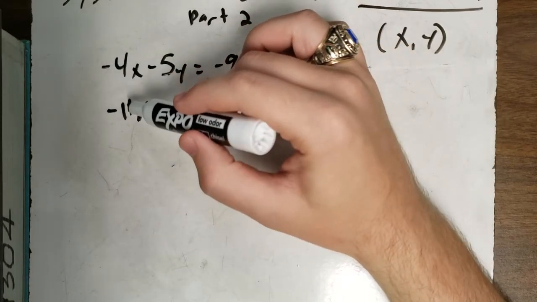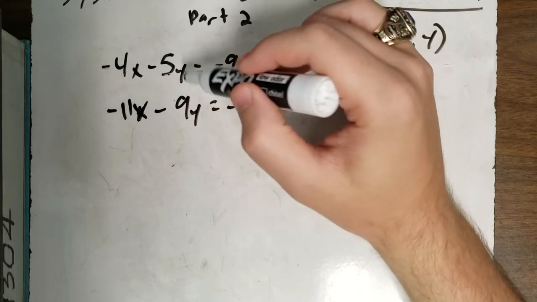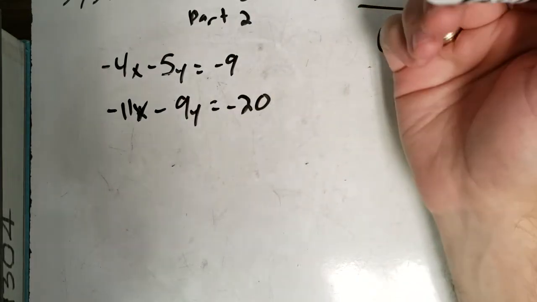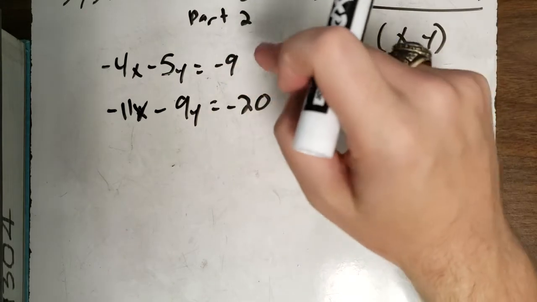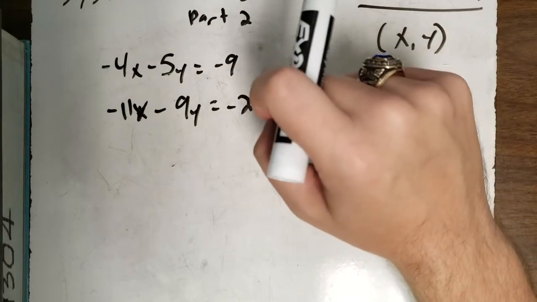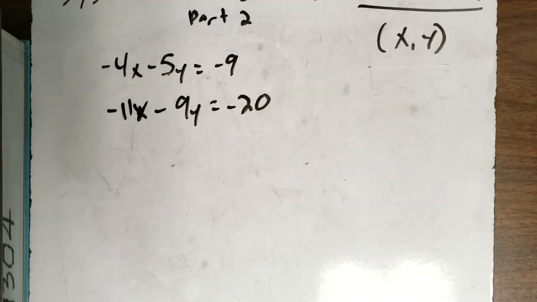Nothing times 4 equals 11. Nothing times 5 equals 9, okay? So what we have to do is multiply both top and bottom to make it work, okay? So what do we cancel out? What do you want to cancel out in this problem?